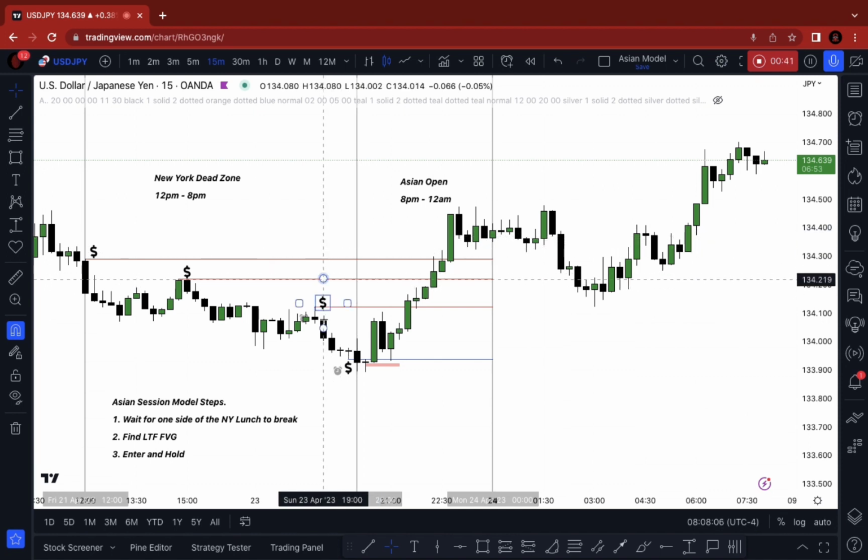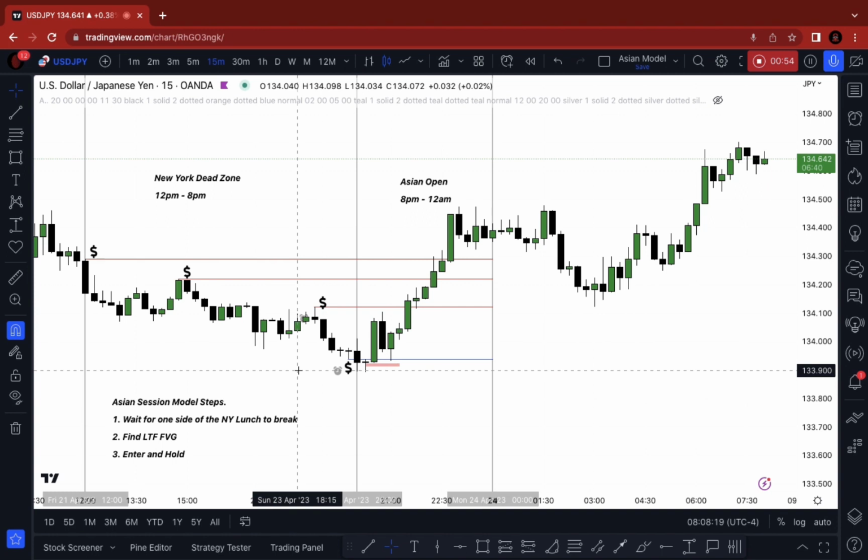After I see one side of liquidity broken, I'm going to go on a lower time frame to find a fair value gap. I'm mainly going down to the 1 minute and taking the first 1 minute fair value gap that's very obvious to me to go long. Now, that doesn't mean you can't take a 2 minute, 3 minute, 4 minute, or 5 minute fair value gap. I personally, Deontay, I'm taking a 1 minute fair value gap to find my entry. After that, I wait for price to hit the fair value gap and I hold. And that's simply all the model is.